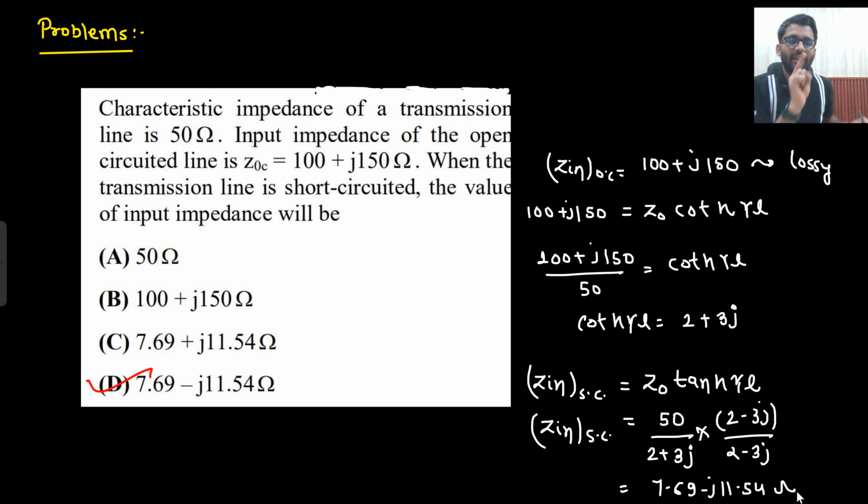So the thing is, here as well, I don't need to do the hyperbolic calculation. So just be smart enough in the examination. Z in open circuited was given, that means certainly it was lossy. So I have to use this formula. From here I got the value of coth hyperbolic gamma L, and then I need tanh gamma L, so just the reciprocal I need to take, that's it.